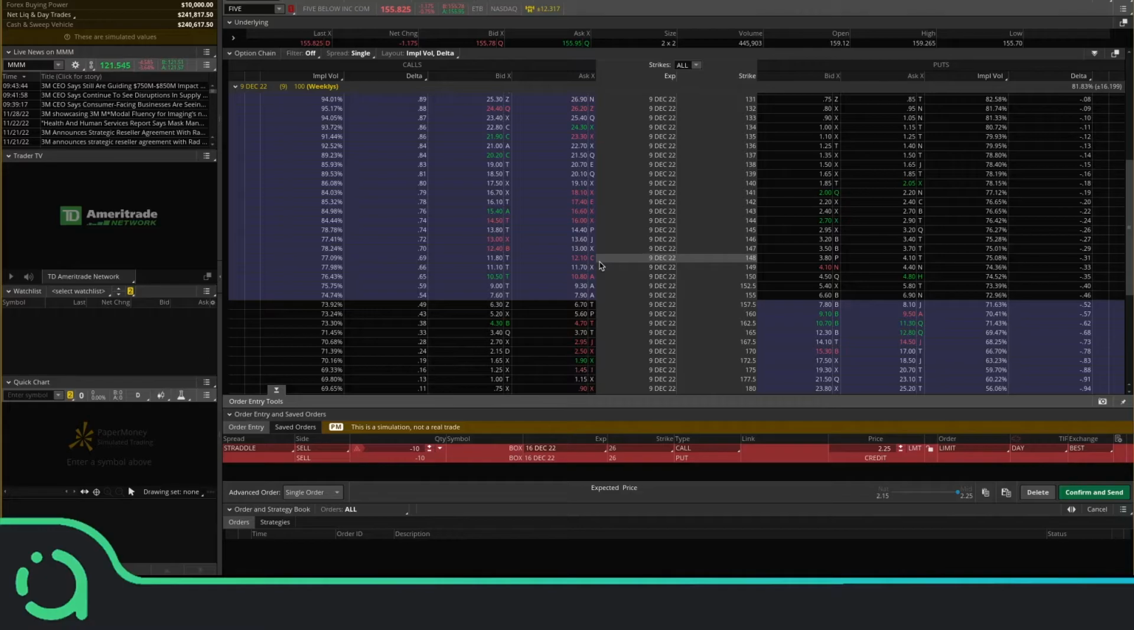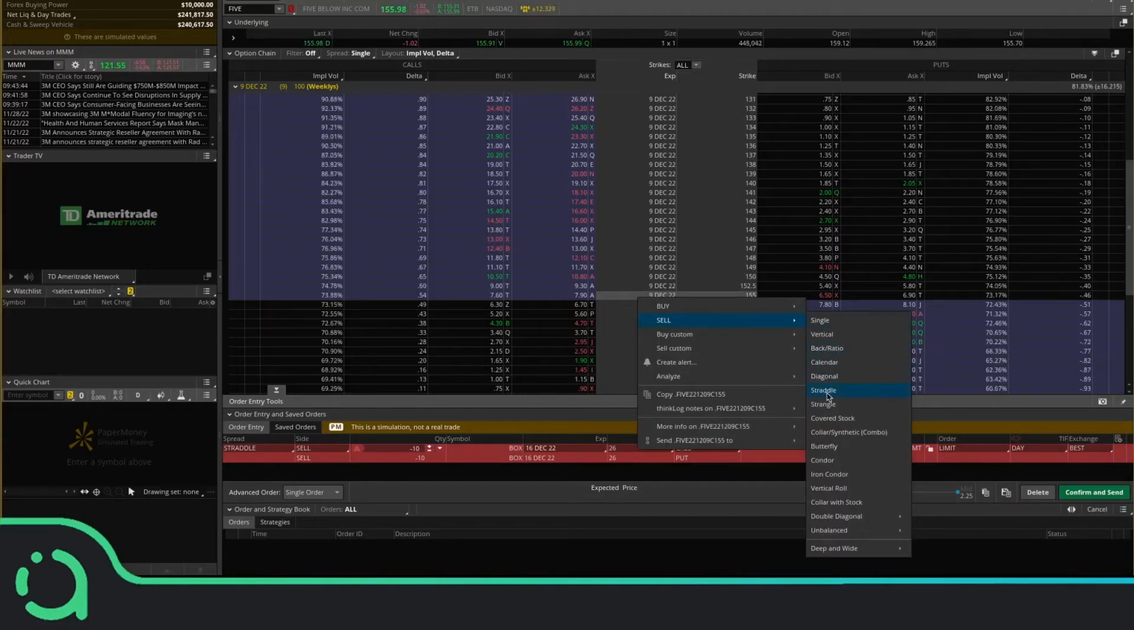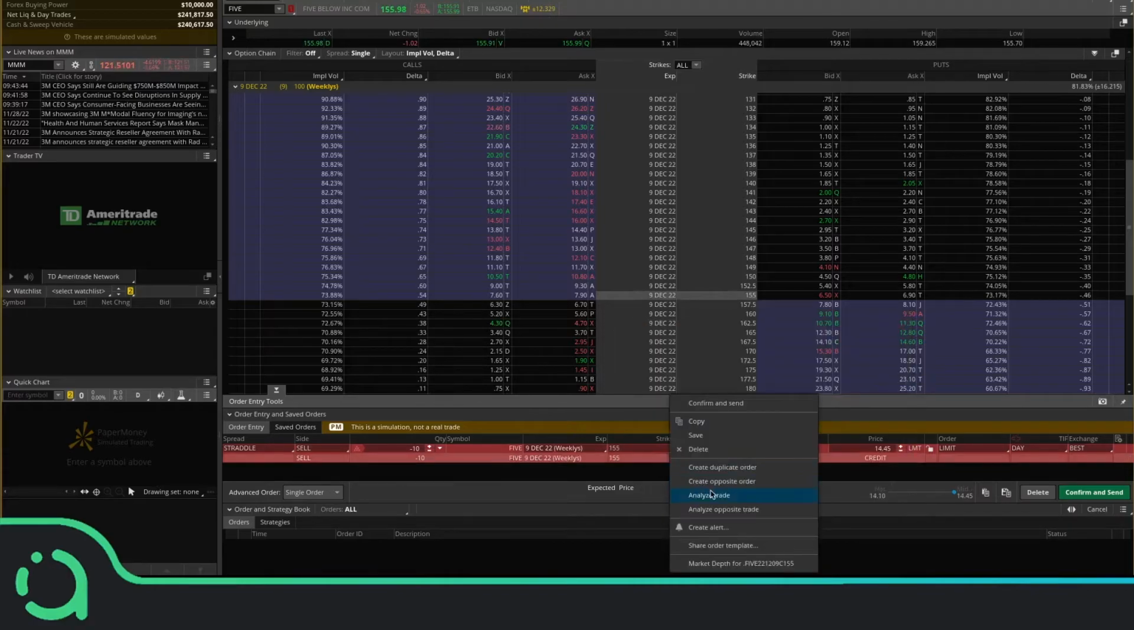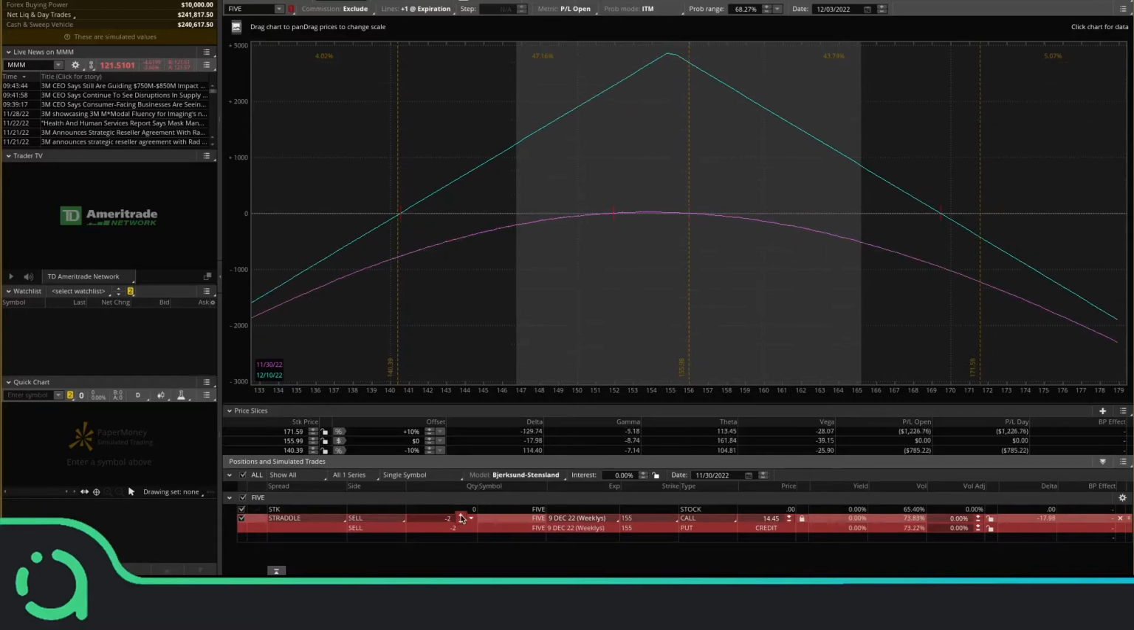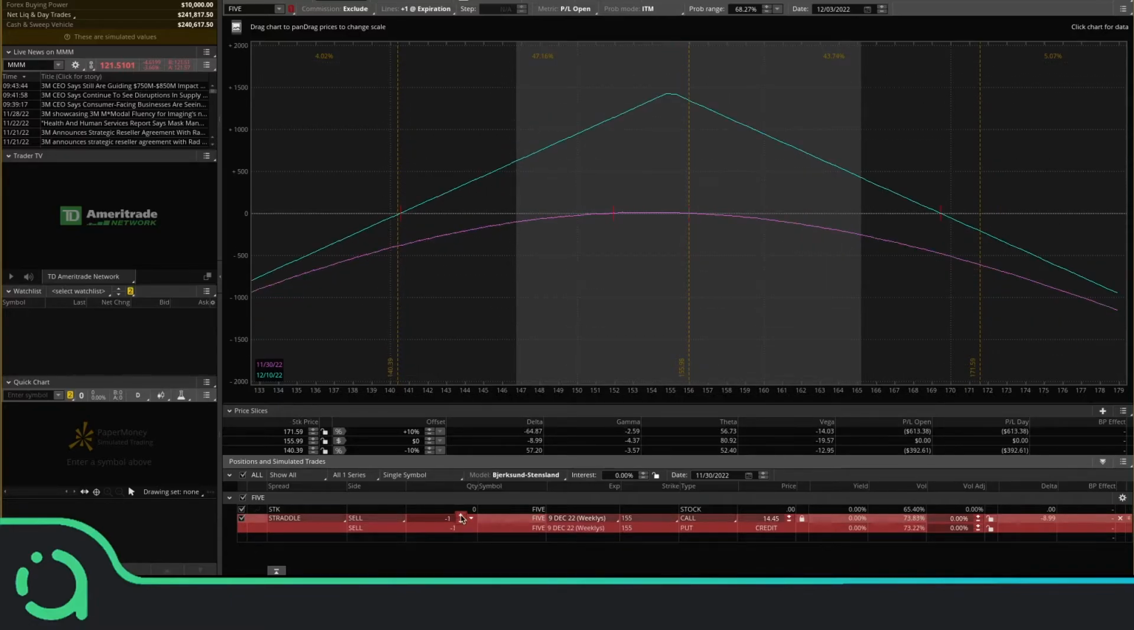Now, if you want to see what our trade will look like in the morning, we can analyze our position. So let's go ahead and put one on here. Let's do the 155 strike. We're going to sell a straddle. Let's analyze this trade. And we'll go down to just one lot so everyone can see it. Right, looking at one straddle here.